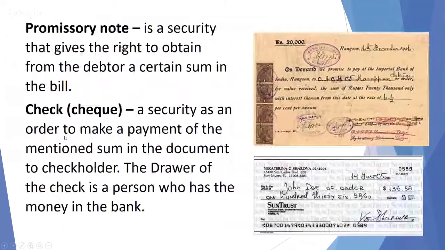Okay. Next slide. And here everything is simple. A promissory note is a security that gives the right to obtain from a debtor a certain sum stated in the bill. A check is a security that is an order to make a payment of the mentioned sum in the document to the check holder. The drawer of the check is a person who has money in the bank. So maybe you will not use this instrument in your direct trading, but it's also useful to know as a part of the financial system, and probably you will use it in your future.